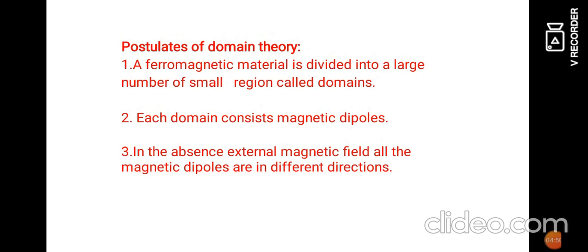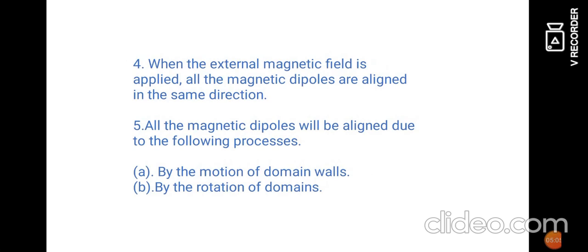Third point: in the absence of an external magnetic field, all the magnetic dipoles are in different directions so that the net magnetization of the material is 0. Fourth point: when the external magnetic field is applied, all the magnetic dipoles are aligned in the same direction as the applied external magnetic field.